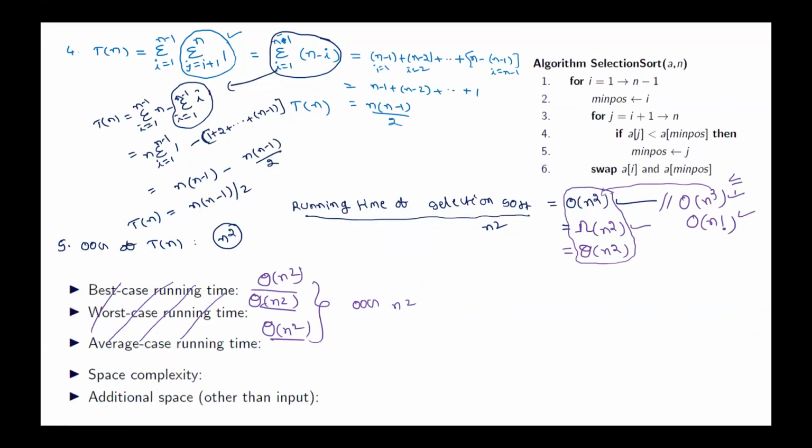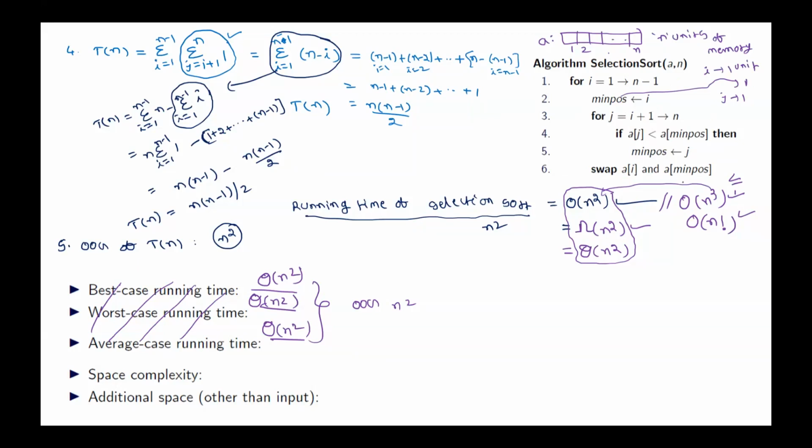Now you tell me what is the amount of memory other than input. First, the input should be given to us. Array A is given. For that, n memory locations are required. Array size is n. So what is the total amount of memory this algorithm takes? Array A means n units of memory. Other than that, variable i takes 1 unit. Minimum position also 1 unit. Variable j 1 unit. What else are we using?